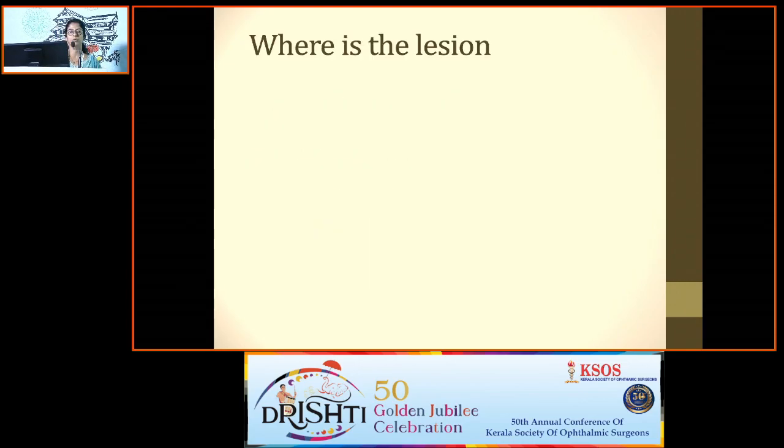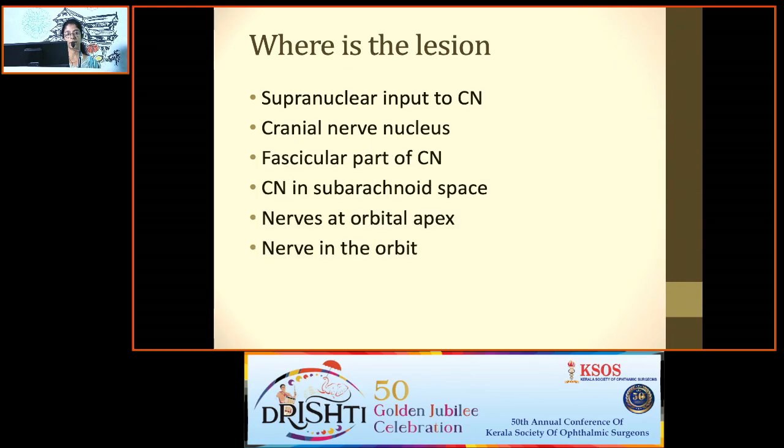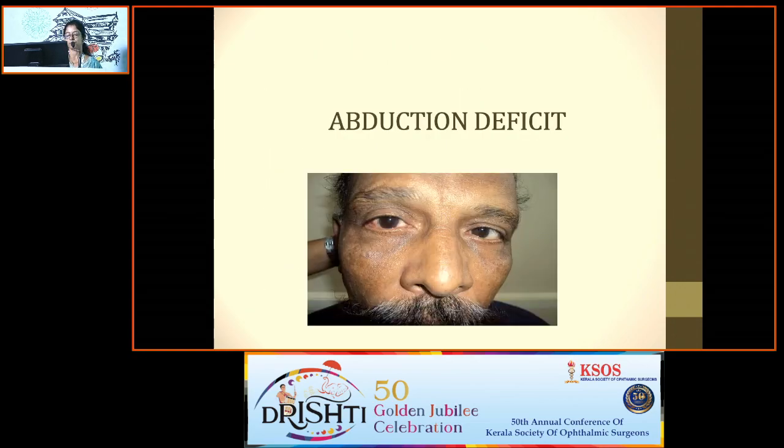Whenever you see a case of diplopia, we have to identify which muscle is involved. The next step will be to identify where the lesion is. It can be at the supranuclear level, the cranial nucleus, the cranial nerve at various levels, and even at the orbit and at the muscle itself. So we'll see, when a patient comes with an abduction deficit, where all can the lesion be?